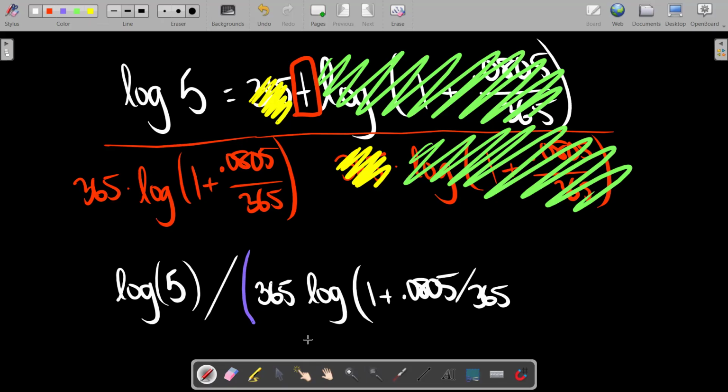And I use my colors intentionally. This white parenthesis closes the argument of the log. This purple parenthesis tells the calculator we're done denominatoring. Here it goes. I'm going log of 5 divided by manual parenthesis 365 log calculator gave me parenthesis 1 plus 0.0805 divided by 365 double close, and I got 19.92. Did you get that as well?